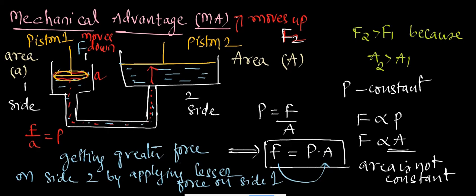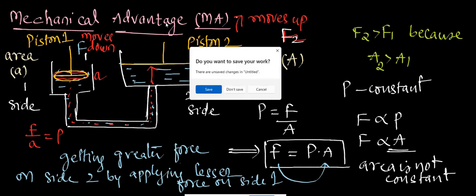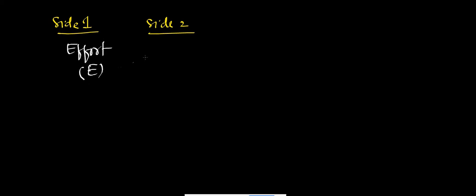Okay, so we have a formula for mechanical advantage. You have to remember that. So side 1 and side 2. Okay, so side 1, what is the force applied? Let it be F1, but we call it here effort, E. Instead of taking the symbol as F1, now we will take E. E means effort, that is, the force we apply is called effort. The other side, side 2, force is F2, but here we take it as load, L.